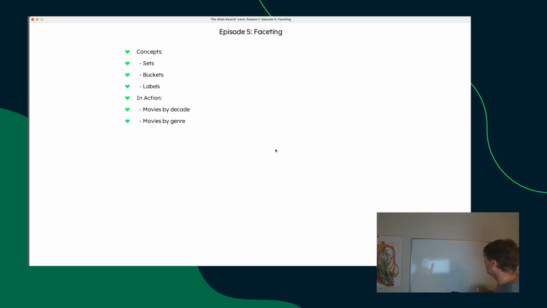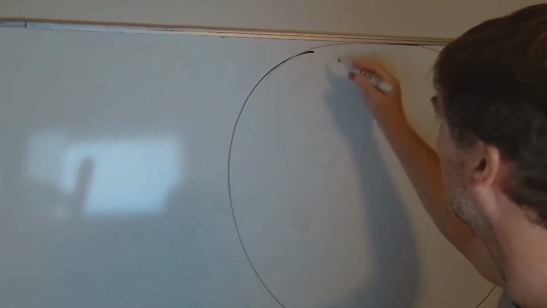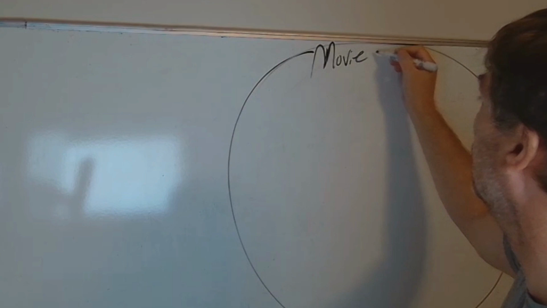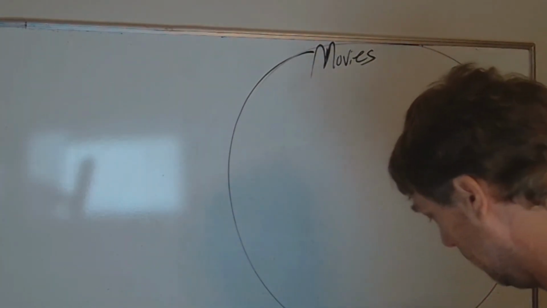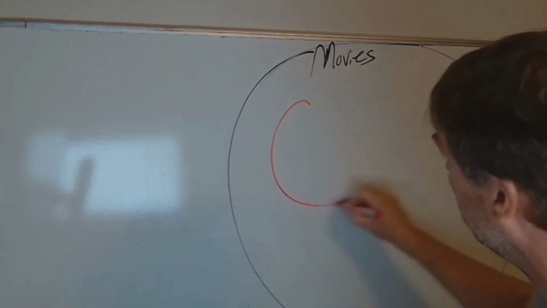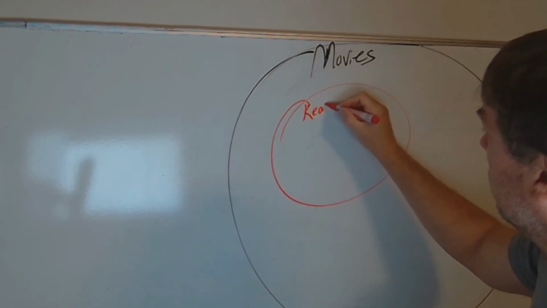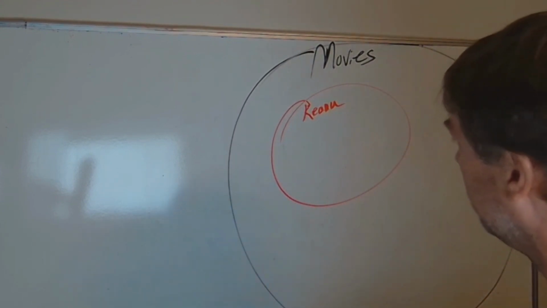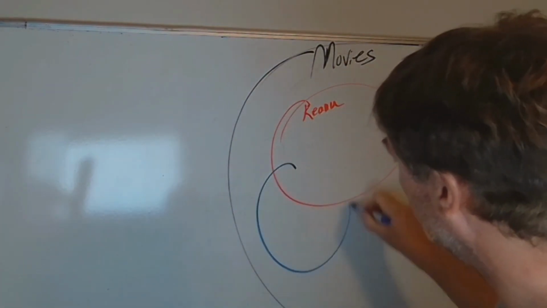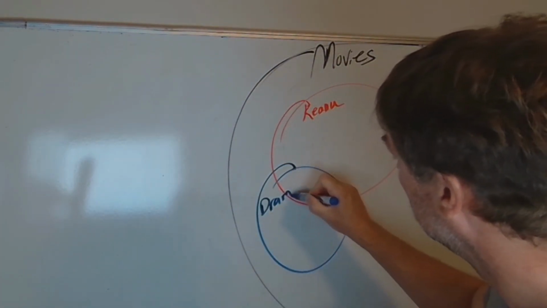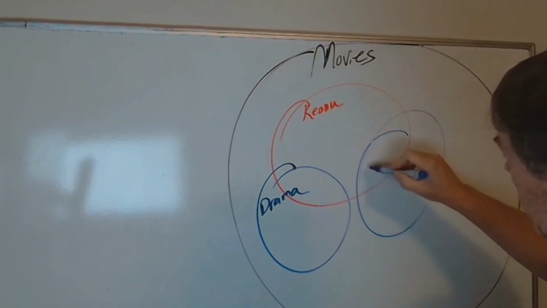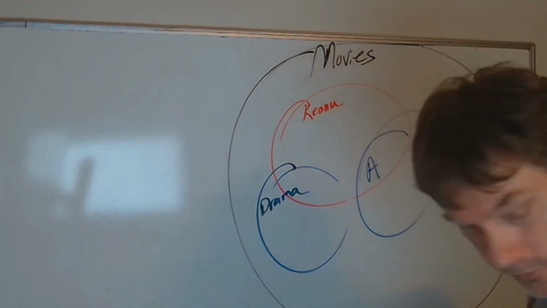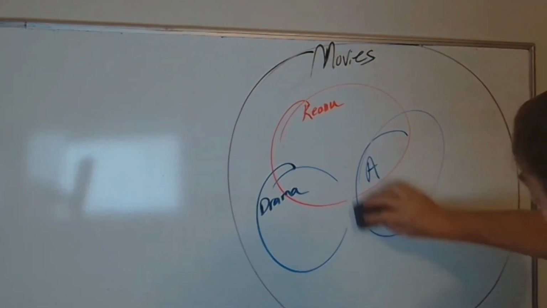So let me just draw this up a little bit here. So let's say we've got a universe of movies right here. These are all of our movies that we've got in our collection. And we have all of the movies that are Keanu Reeves movies. And then within that, we have movies that are drama. And then we have movies that are action. And in fact, action and drama will intersect each other. So let's go ahead and draw it as such here.